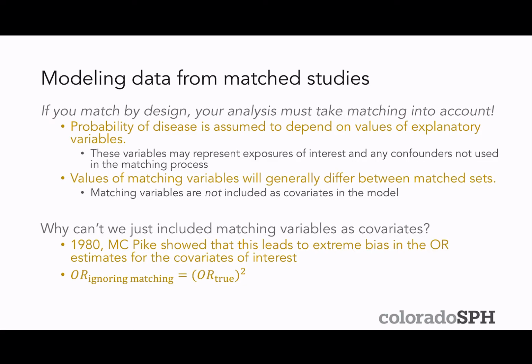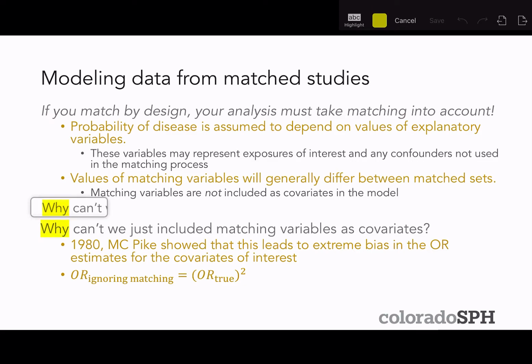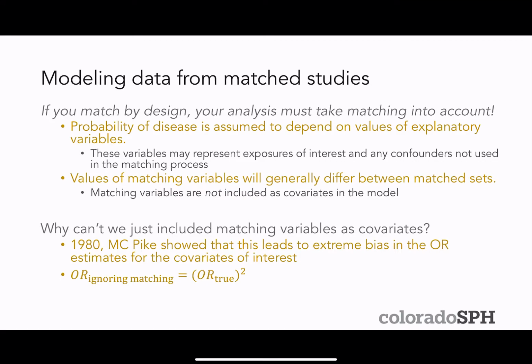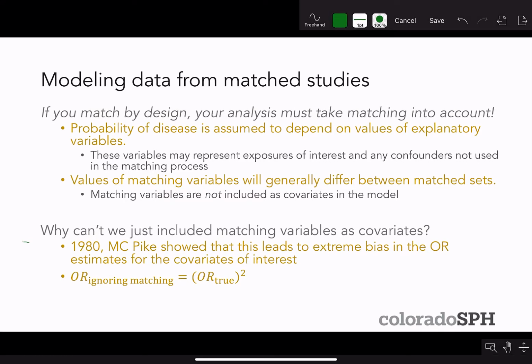So why can't we just use matching variables as covariates, though? Well, there have been a couple of studies that show that this leads to extreme bias in the odds ratio estimates for the covariates of interest. In fact, if you ignore the matching, the odds ratio that you calculate will be a squared version of the true odds ratio. So we really don't want to do this. We're going to get a much higher odds ratio than the truth, well, higher if it's greater than 1, or lower if it's less.